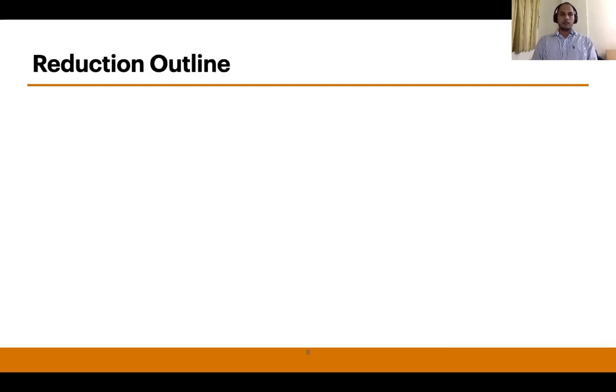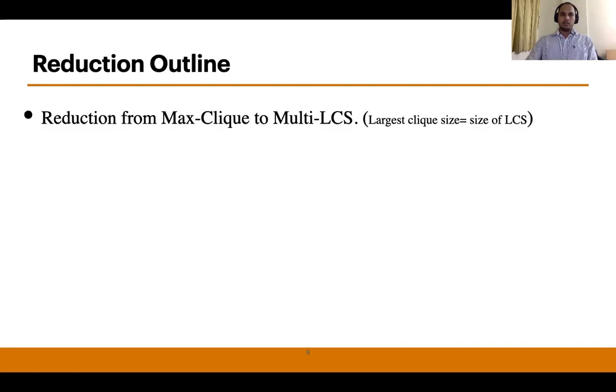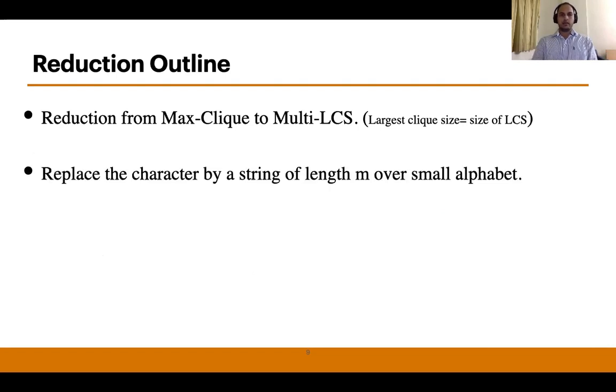Now we will talk about the reduction outline. We are going to start from the reduction from max clique to multi LCS. This reduction implies that the largest clique size is equal to the size of the LCS. Then we will show the alphabet reduction step, where we replace the character by a string of length m over a small alphabet.